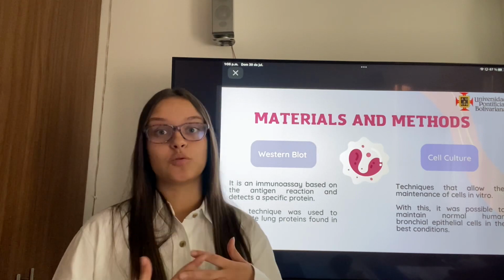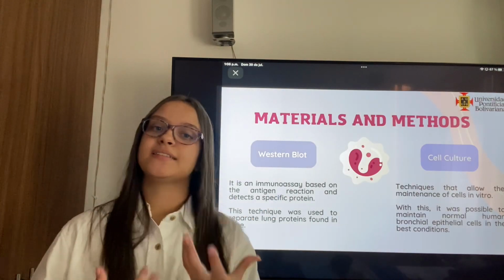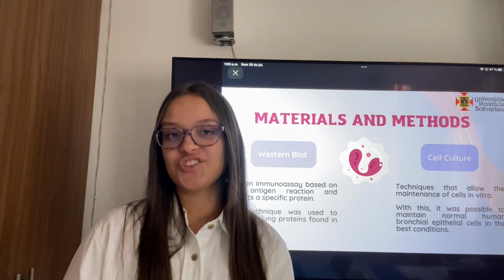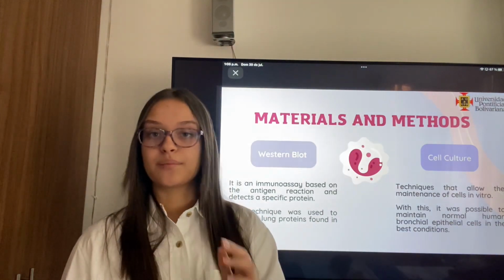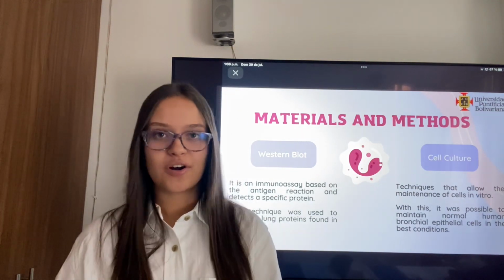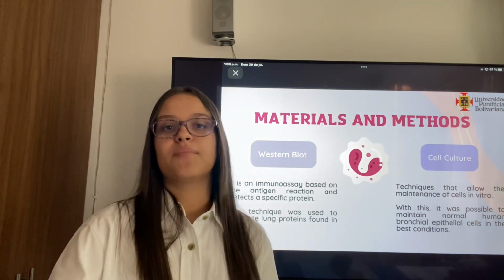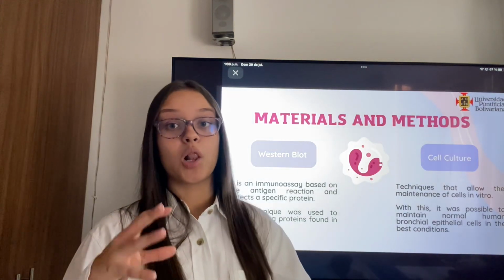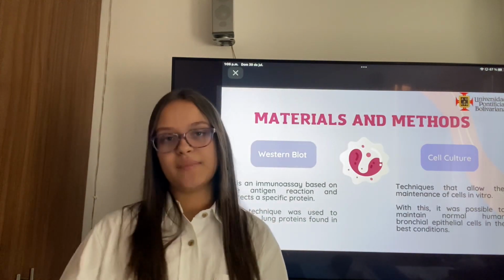The first one is Western blot. That is an immunoassay based on the antigen-antibody reaction and detects specific proteins. It requires the use of gel electrophoresis to separate the proteins from the sample. This technique was used to separate long proteins found in mice.